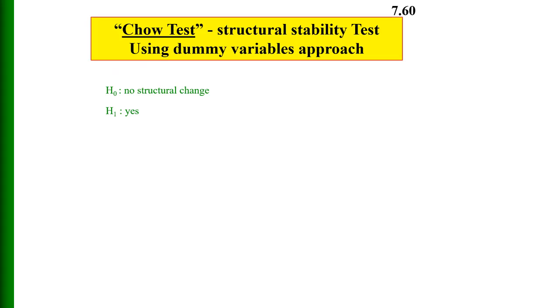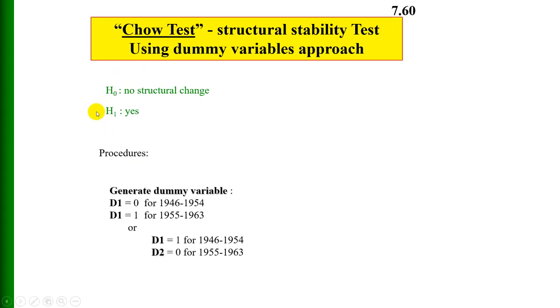And Chow test can also be used as structural stability test using dummy variables approach. H0 is no structural change, H1 is yes. So the procedure is like this: generate dummy variable D1 is equal to 0 for the period 1946 up to 1954, and D1 is equal to 1 for the period from 1955 up to 1963, or D1 is equal to 1 for the period 1946 up to 1954, and D2 is equal to 0 for 1955 till 1963.